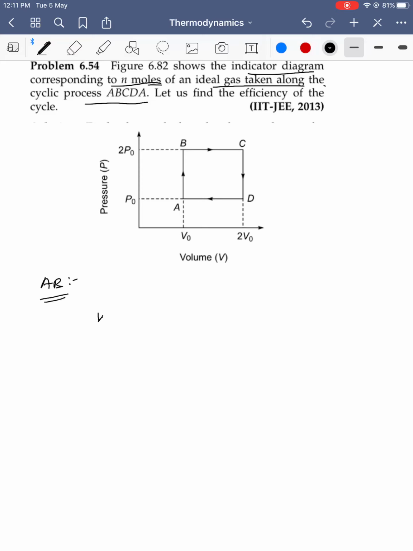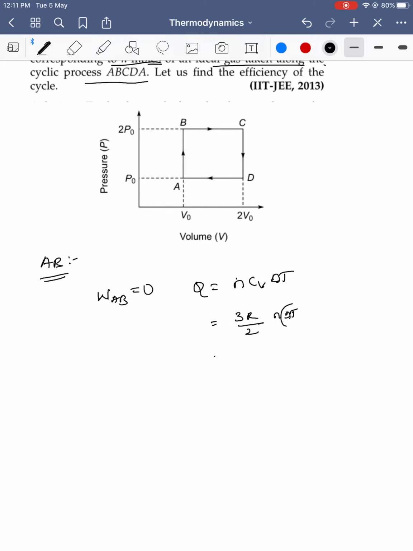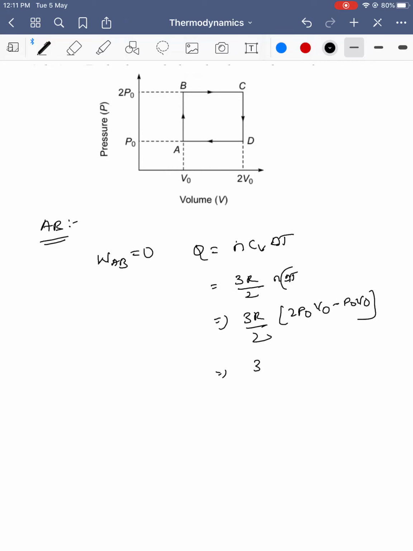Work done in AB is equal to 0 because it's an isochoric process. Q is equal to delta U. Delta U is equal to nCV into delta T. So CV, for monoatomic, is 3R by 2, into n into delta T. nR into delta T I can write as P2V2 minus P1V1, so 3/2 (P0V0 minus P0V0...) 3R also gone, it becomes 3P0V0 by 2. This is Q in the process AB.